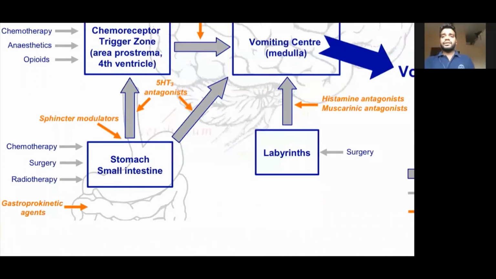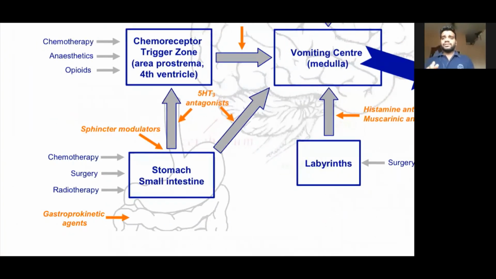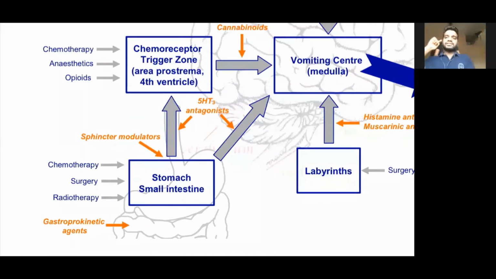Okay, so now coming to another type of impulse, you have from the stomach. Okay, stomach or small intestine. From the stomach, whatever you eat, those things can go and trigger the chemoreceptor trigger zone, or this can also directly stimulate the medulla, getting absorbed into blood and then going into the medulla. So for example, some of the radiotherapy, maybe also surgery, and then chemotherapy. So these things can cause vomiting.